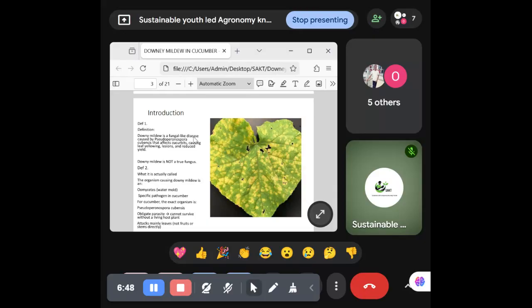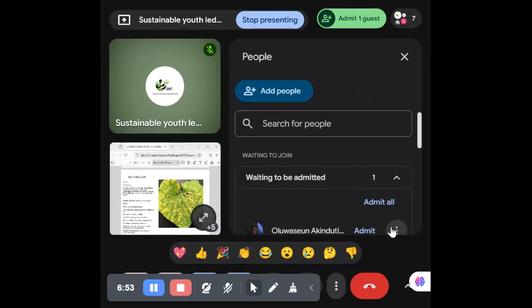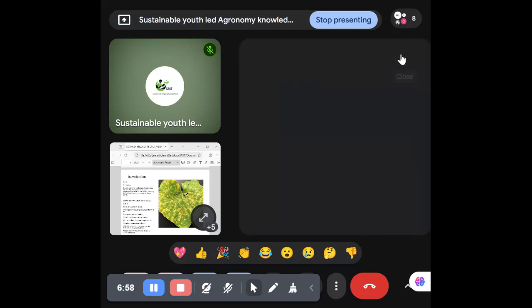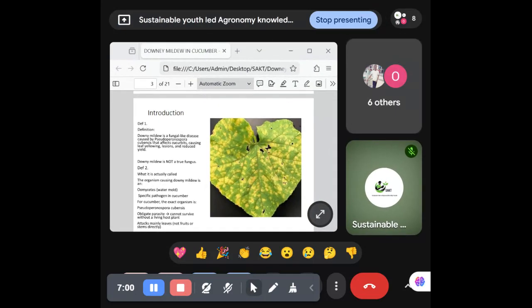You will notice that when you have an infestation or an attack of downy mildew on your farm, the target site, the target area that this fungal-like disease affects, is your leaf. The sign or symptom that you see is yellowing, a lesion, and in the long run it affects your yield. So as we progress, we see the symptoms and then the damage that it does.